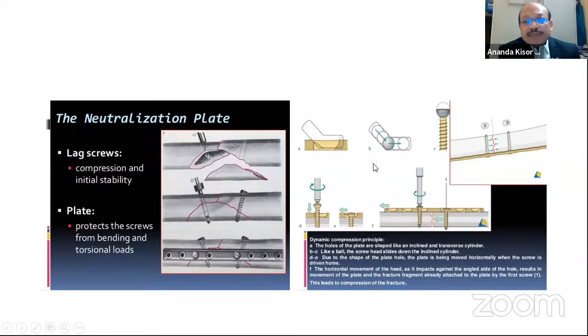Basically this is the dynamic compression principle, but this is a misnomer, because during the operation we are providing compression, but there is no dynamic compression. Dynamic compression means it should produce compression during motion, during joint motion, even after the operation, but it doesn't provide that. So in that sense, dynamic compression plate is a misnomer. So what should be the ideal term for a DCP? Basically it is a self compression plate, because it provides compression operatively, not post-operatively.